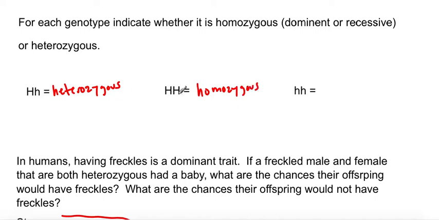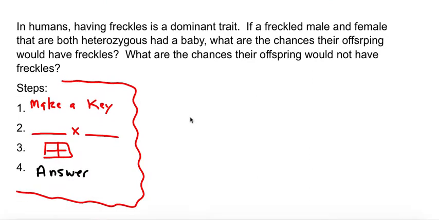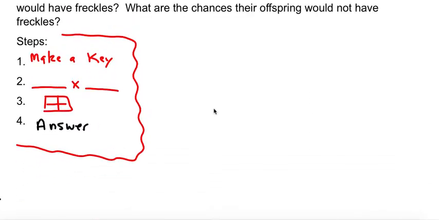And because these are both dominant, it's going to be called homozygous dominant. And this one would be called homozygous as well, because they're both the same, but this would be homozygous recessive. Excuse my handwriting.